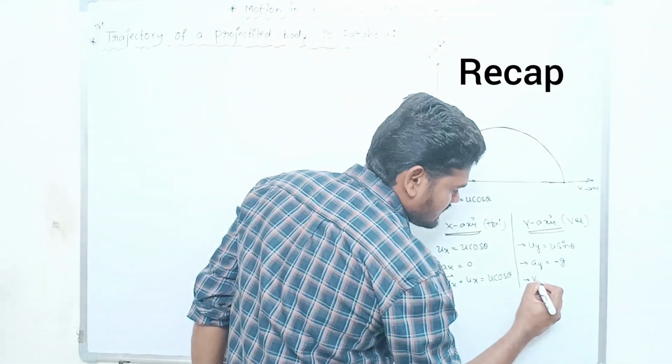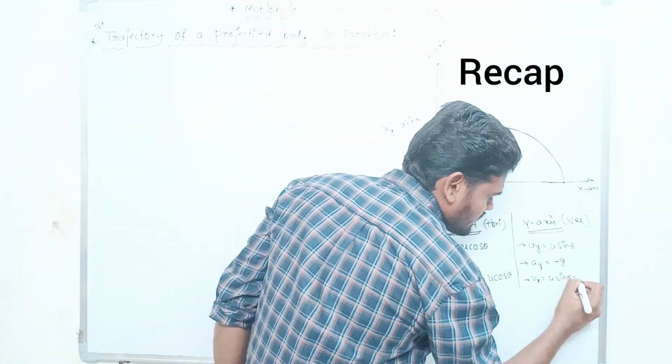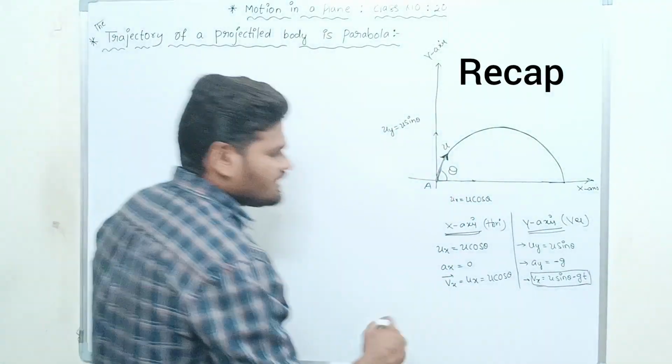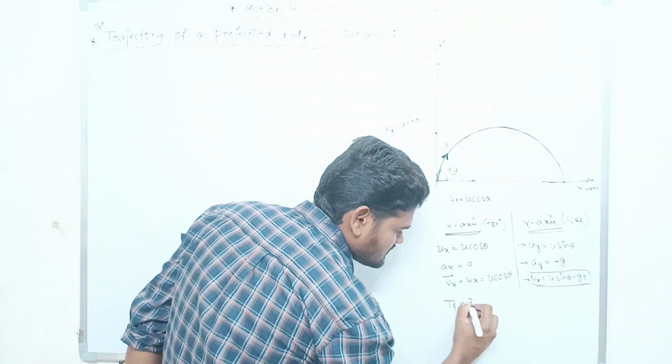And the final velocity component as a function of time t: vy is equal to u sin theta minus gt. So this is the final velocity of the projectile body as a function of time. Now, in a previous lecture we solved the equation for time of flight. We got the time of flight is equal to how much?